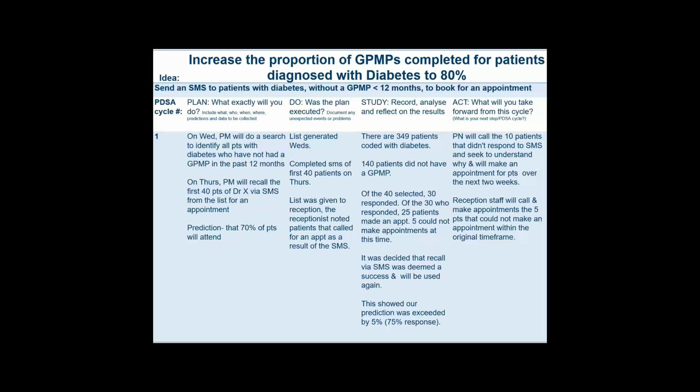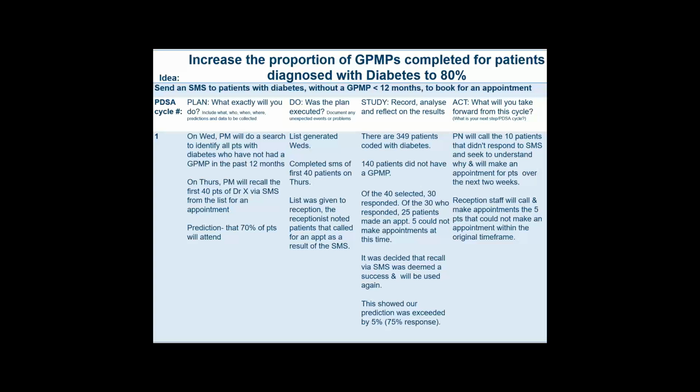P, plan. What exactly do you want to do? As an example, on Wednesday, the practice manager will do a search to identify all patients with diabetes who have not had a GPMP in the last 12 months. Then on Thursday, the practice manager will recall the first 40 patients of Dr. X via SMS from the list so they can make an appointment. And we're going to predict that 70% of patients will attend.